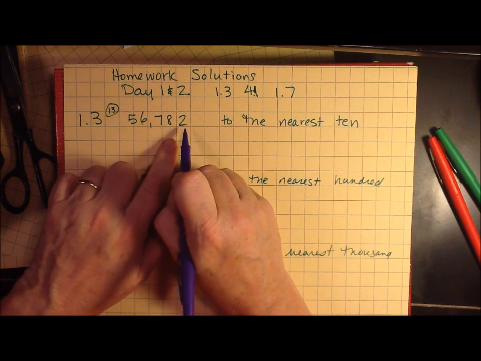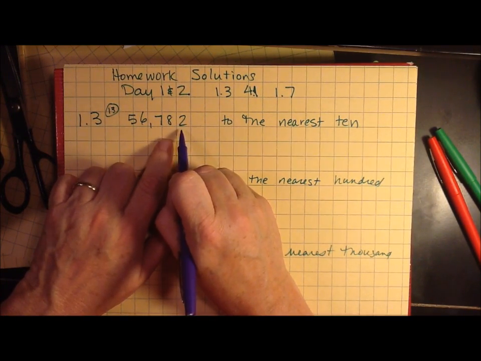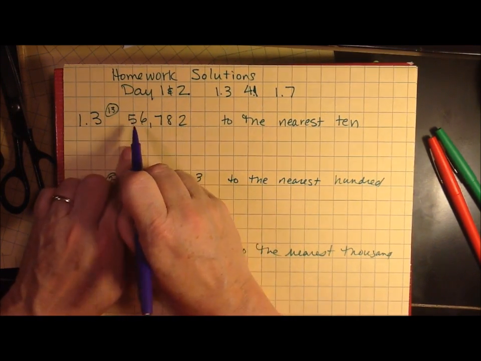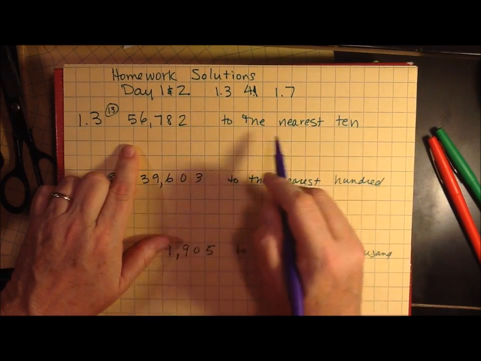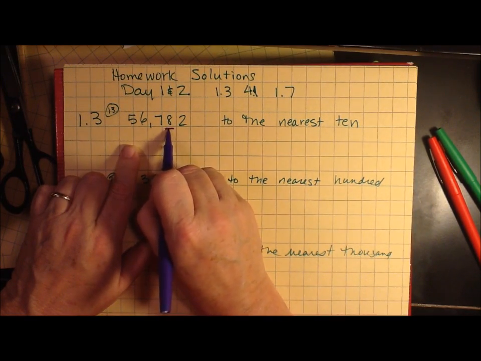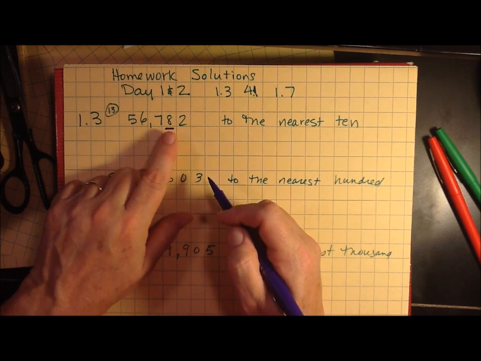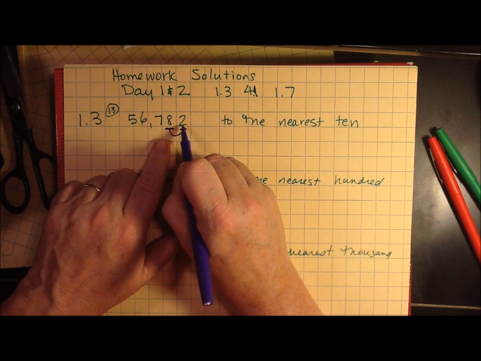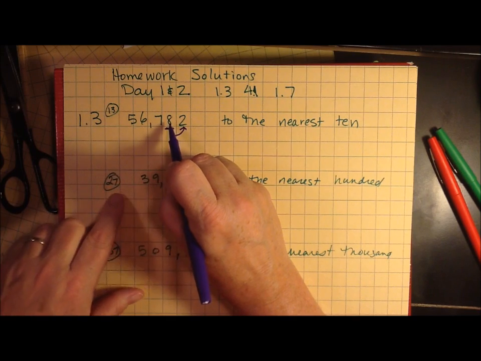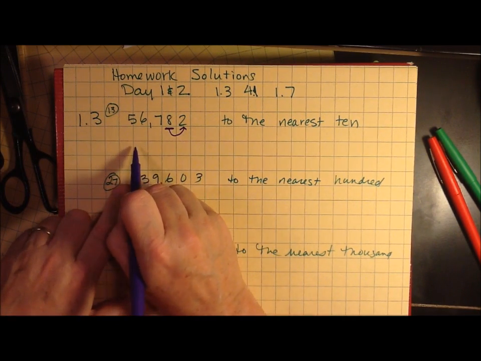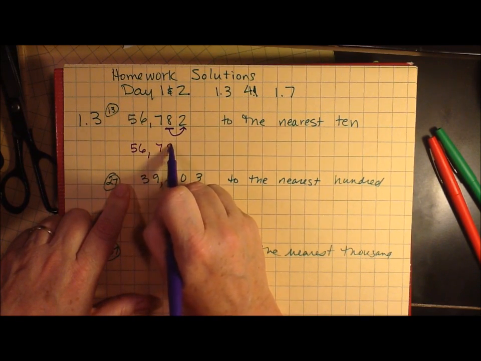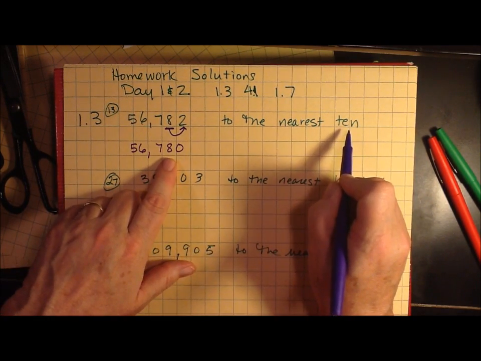To do this, I want to make sure I'm comfortable with my place value. So this is ones, tens, hundreds, thousands, 10,000s. This is asking me to round to the nearest 10, so that would be this 8. To decide what to do with the 8, I need to look at its right-hand neighbor, which is the 2. The 2 says leave this be because it's closer to 80. So my new number is 56,780 to the nearest 10.